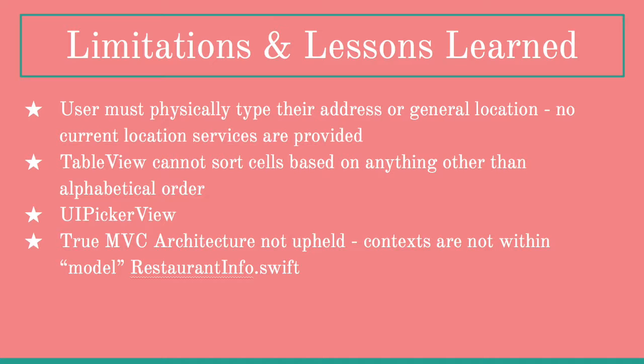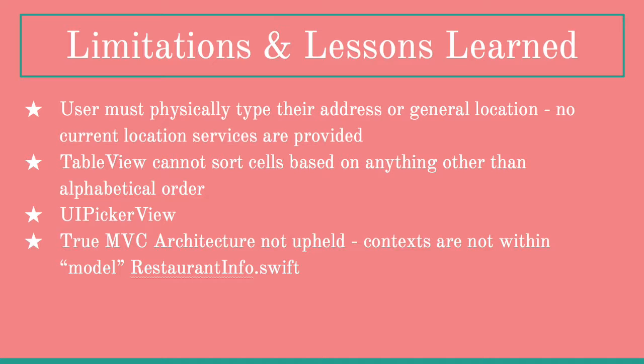Also relating to UI Picker View, I could have added perhaps a type of food attribute so that the user can sort their restaurants based on the type of food. This would perhaps motivate them to revisit their restaurants because they could simply look for the type of food they're in the mood for.